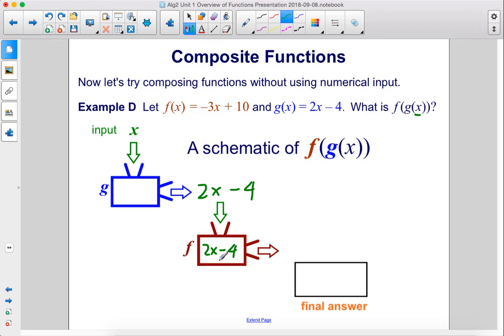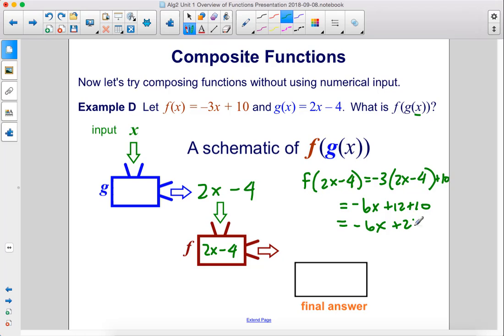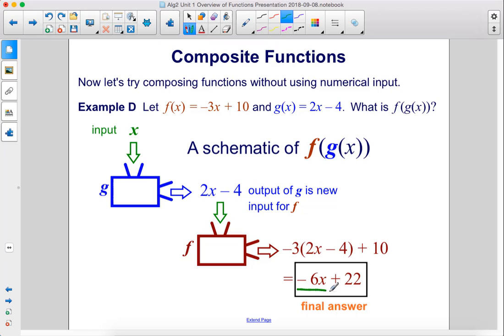So f of 2x minus 4 equals negative 3 times 2x minus 4, plus 10. So that equals negative 6x plus 12 plus 10, which equals negative 6x plus 22. And once again, we get negative 6x plus 22 as our final answer.